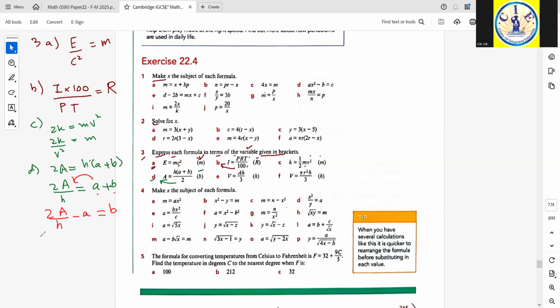Then part E, I need to make H the subject, or I need to solve for H, or express this formula in terms of H. So first of all, this 3 will be shifted to the other side of the equality to have 3V is equal to AH. And then H will be equal to 3V divided by A.